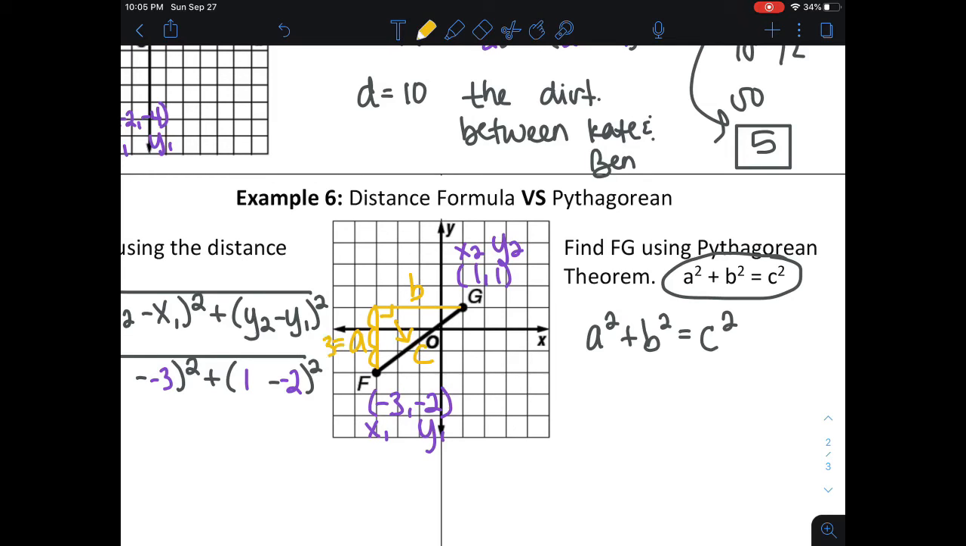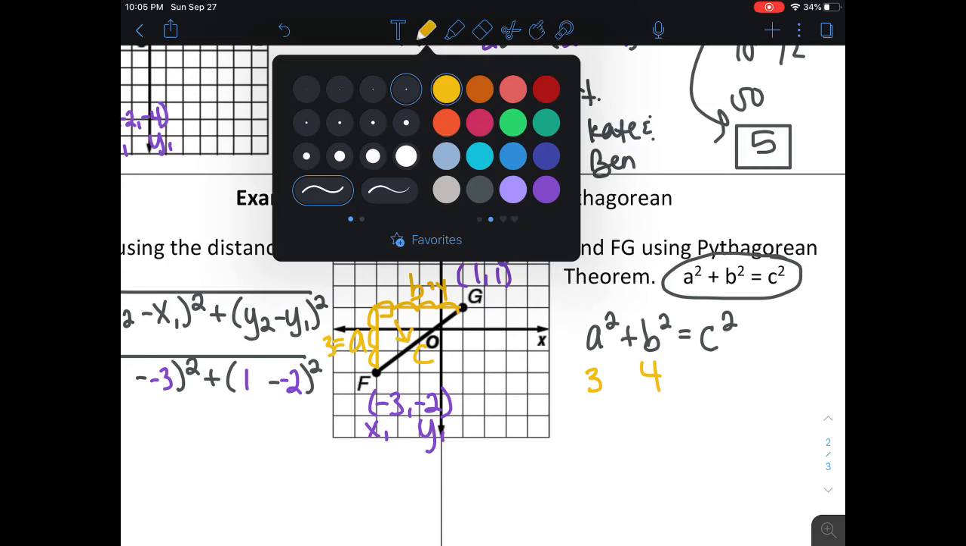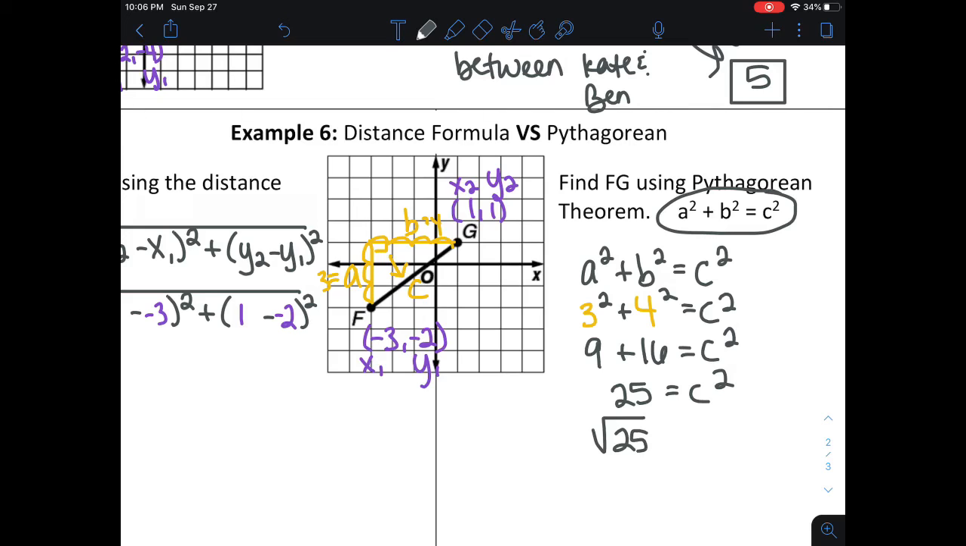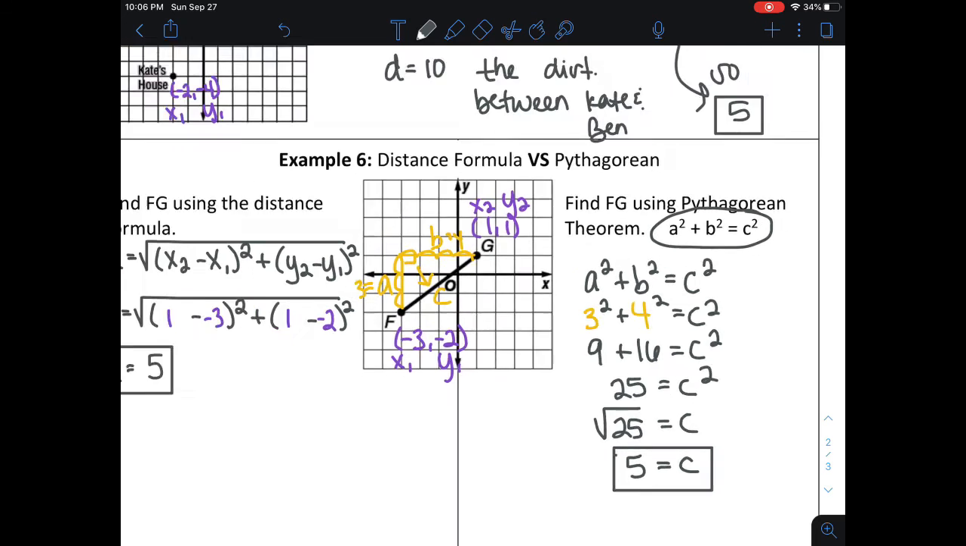So let me replace what I got. A is 1, 2, 3. So that's going to be 3. B is 1, 2, 3, 4. So that's going to be a 4. All right, let's fix this up a bit. So that's 3 squared plus 4 squared equals c squared. We don't know what c is yet. So 3 to the second power is just 9. 4 to the second power is 16. And then we have c squared. Now this is going to be 25. Okay, so to get rid of that c squared, we just do the square root of 25, which is just 5. And there you go. You still get the same thing.